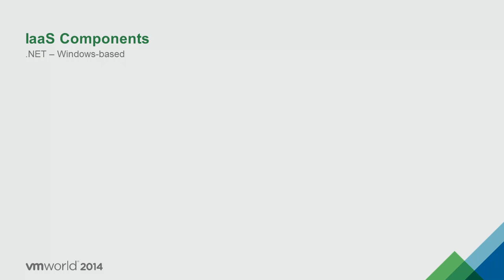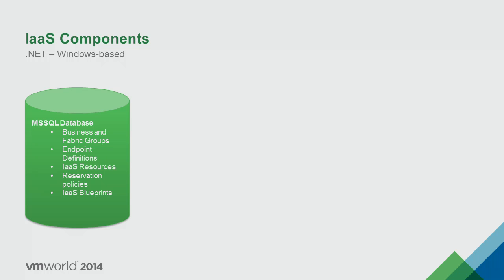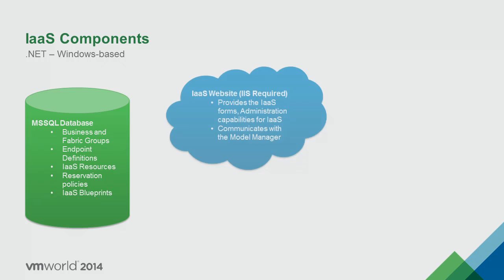Now we have the IaaS components, or the infrastructure as a service components. These are all .NET Windows-based components, and we start off with our Microsoft SQL database. This includes your business and fabric group definitions, your IaaS blueprints, your IaaS resources, as well as your endpoint definitions and your reservation policies. Those of you that are familiar with the application and see an infrastructure tab, all that data is coming from the Microsoft SQL database.